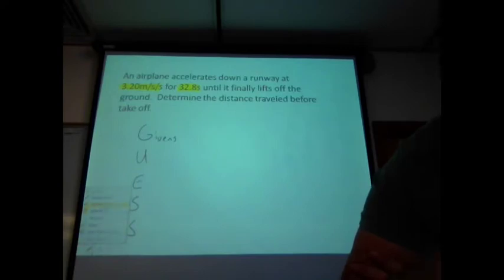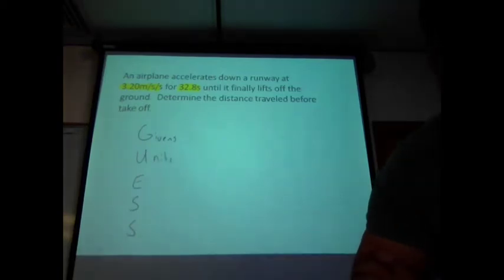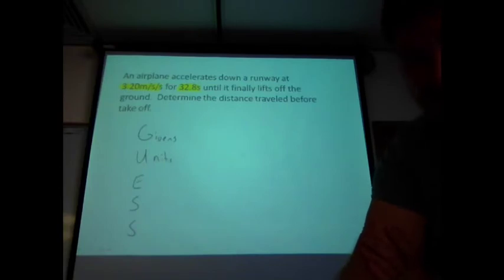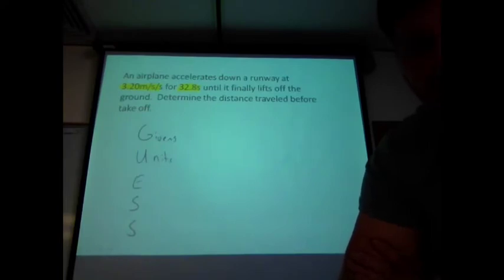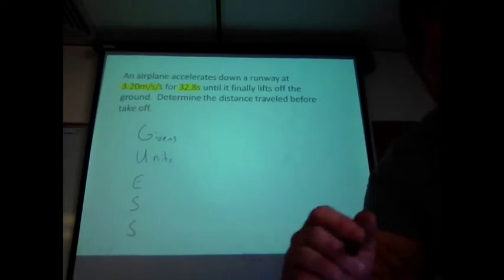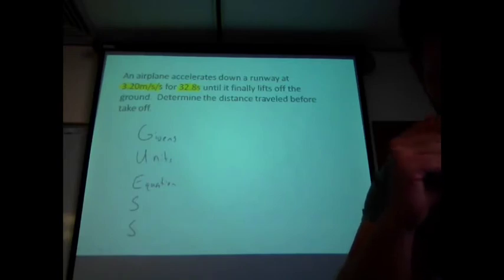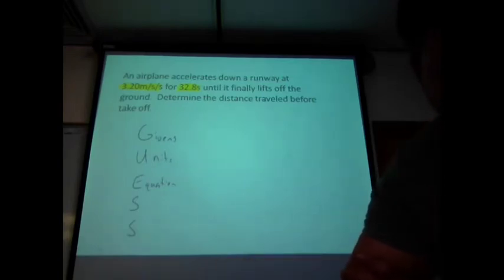Now U is going to be units. The units it gives us here are meters per second squared, which is a common unit. That should be our base unit for acceleration. And our time is in seconds, so that's also a good one. We want to stay with that. So units are good. E is going to be an equation, so we're going to want to set up an equation for this particular problem.